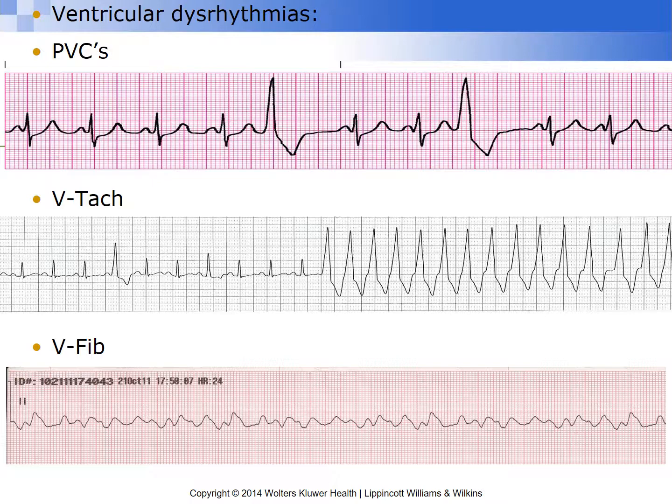And then VFib. You see this chaotic, crazy rhythm there for VFib, ventricular fib.